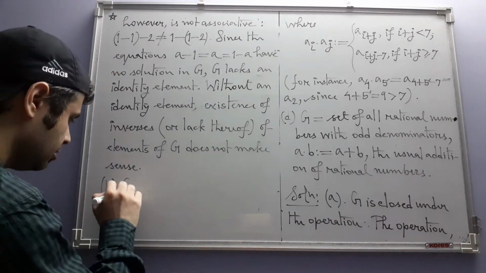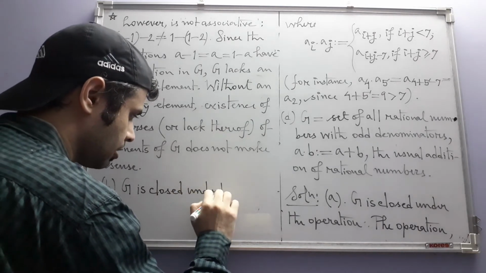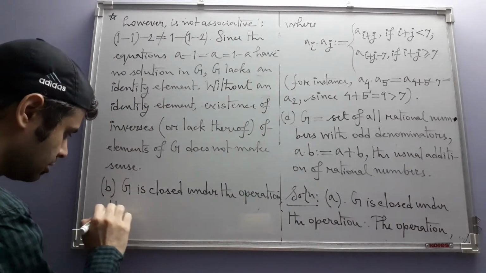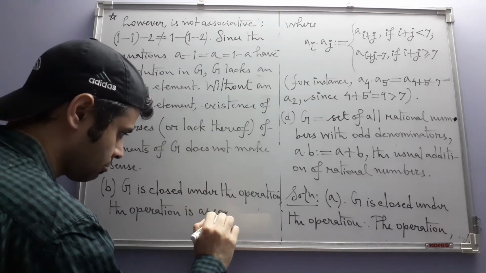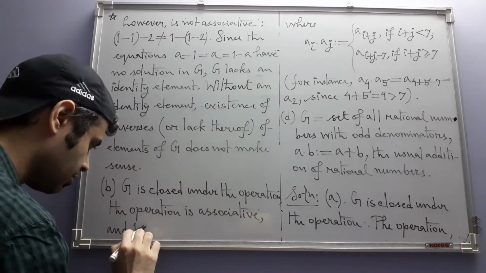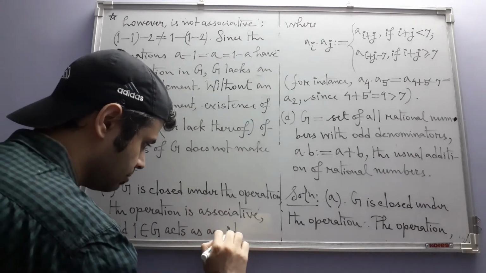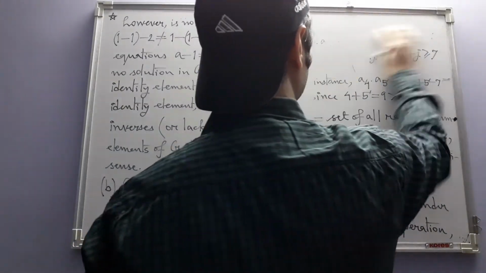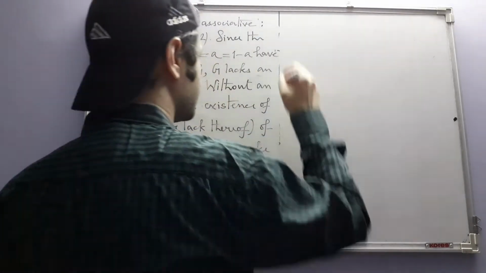Okay, G is closed under the operation, is associative, and one belonging to G acts as an identity element.